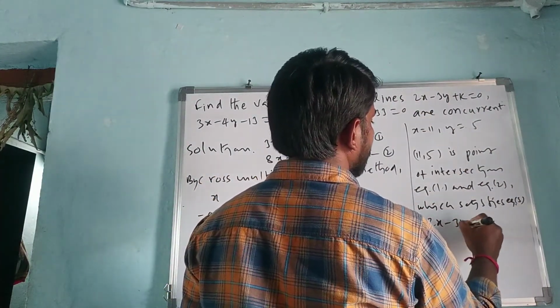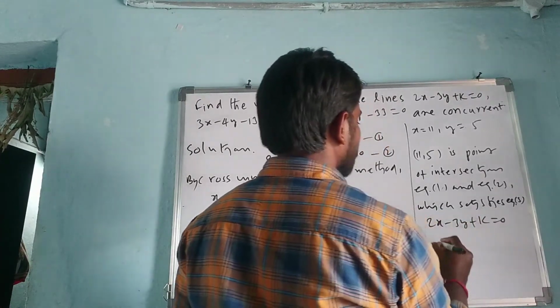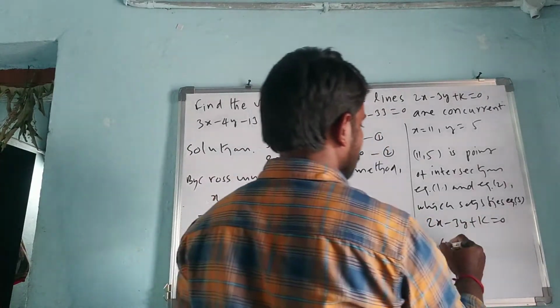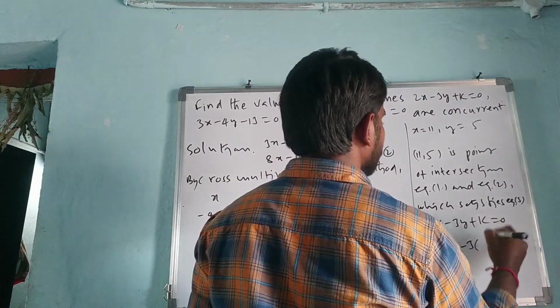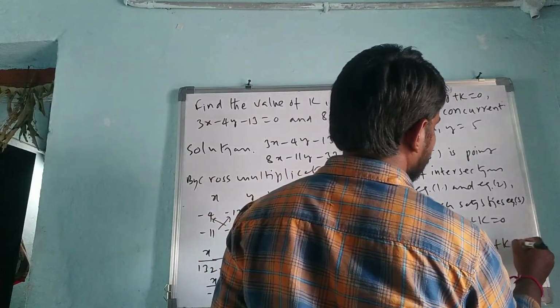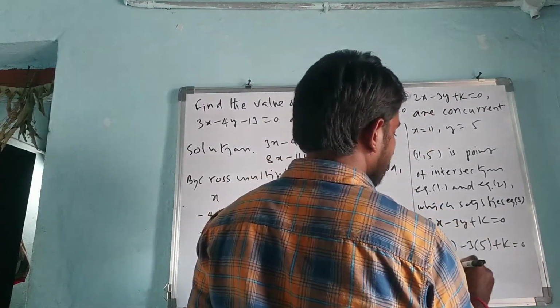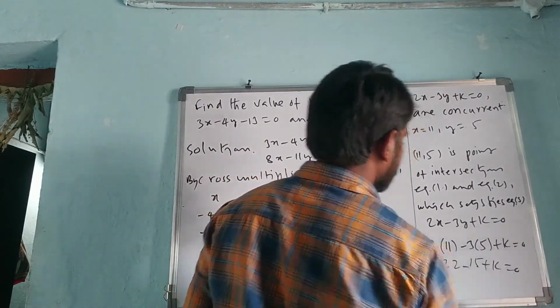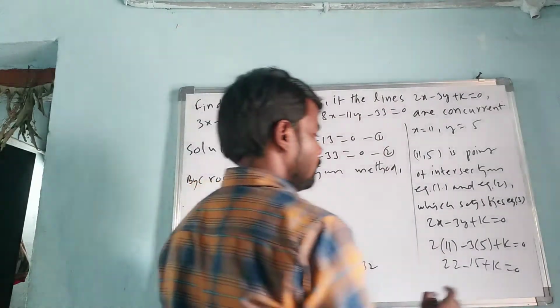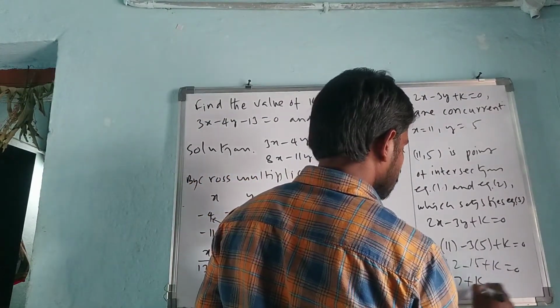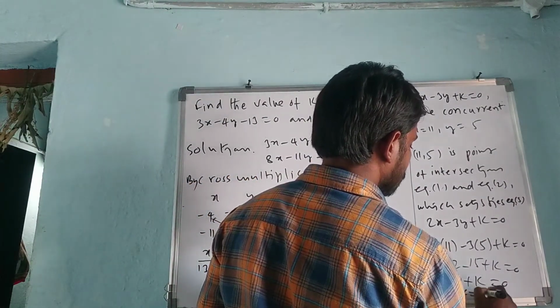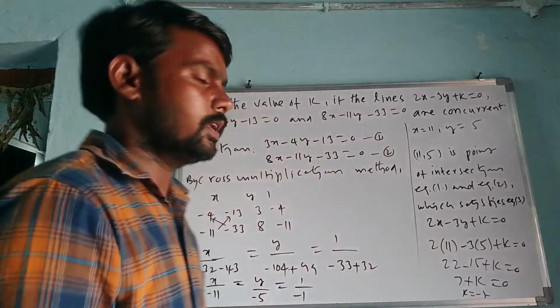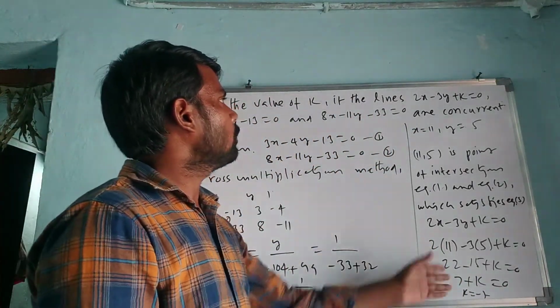So 2x minus 3y plus k is equal to 0. Then 2x is what? 11. 3y is what? 5. Plus k is equal to 0. So here 22, 3 5s are 15, plus k is equal to 0. So similarly 22 minus 15, here we have 7 plus k is equal to 0. So k is equal to minus 7. K is equal to minus 7 is the value of k here.